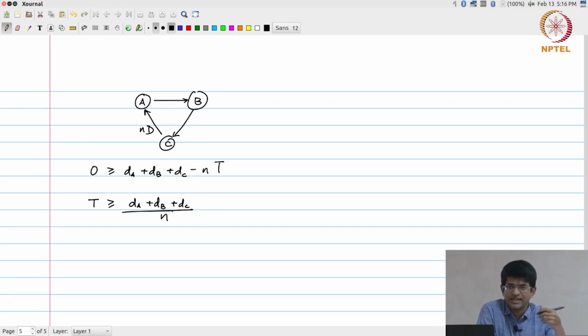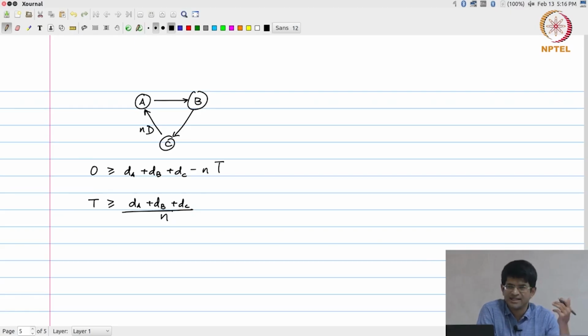The fact that there are n delays somewhere in that loop means that conceptually you can think of it as n copies of this somehow executing at the same time and producing n outputs. How do we do that? How do we actually implement such things in practice? We will get to that later, but right now we are just talking about the physical bare minimum constraint. The only real constraint that you can put on this is t must be greater than or equal to dA plus dB plus dC by n.